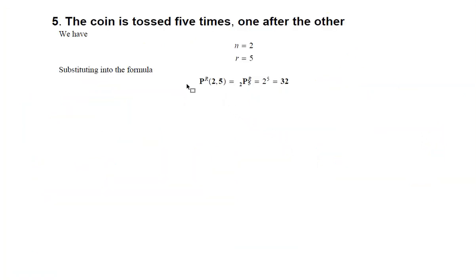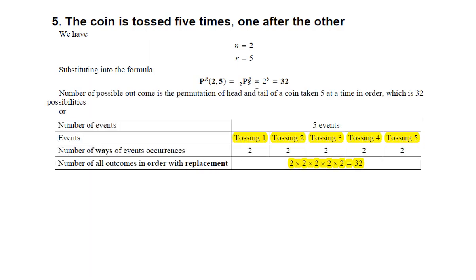Now we can solve this by using the permutation formula. So we have the number of objects is 2 and the length of the sequence is 5, and we substitute into the formula and we get 32. 32 is the permutation of head and tail of a coin taken 5 at a time and in order. Or we can use the table. We write down all the events in order and all the corresponding ways of occurrence. We multiply them together and we get 32.